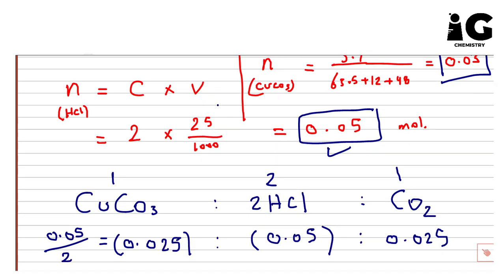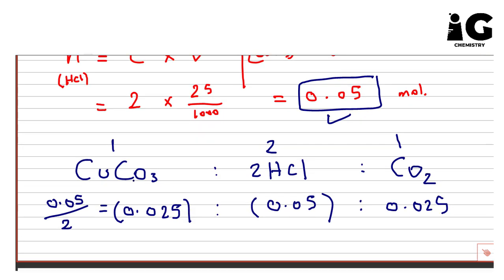So it means that this 0.05 is called the limiting reactant. Because CuCO3 is half of this, if you use 0.05 divided by 2, it's going to be 0.025. So this is the number of moles needed of copper carbonate to react with hydrochloric acid.